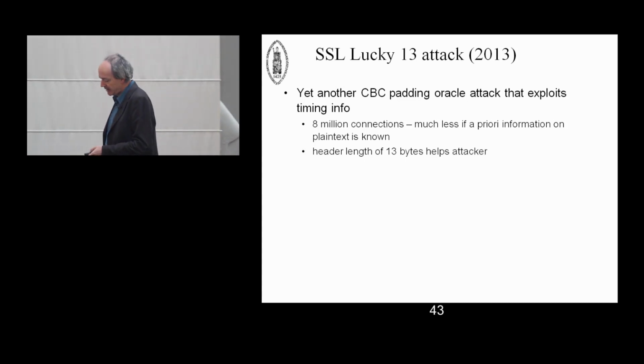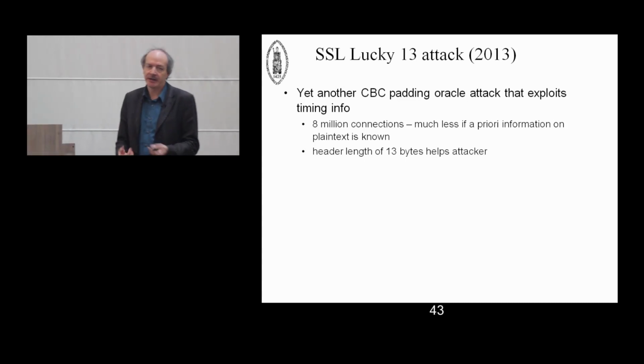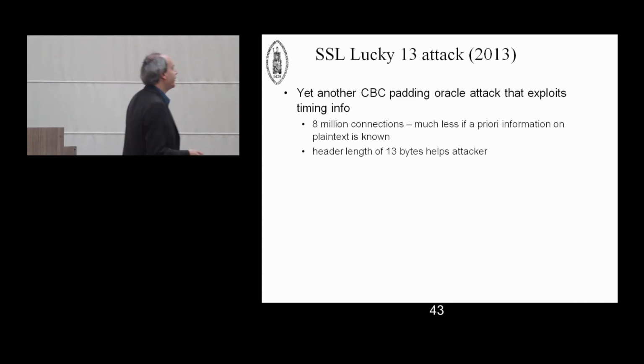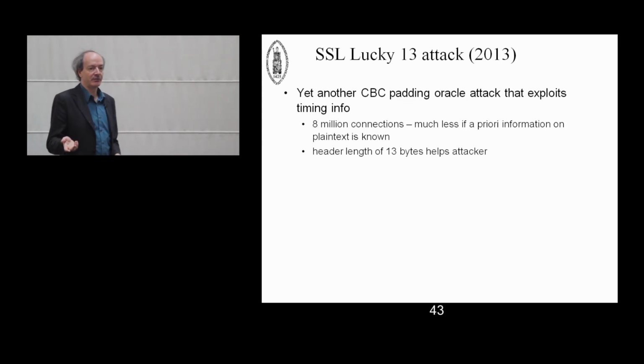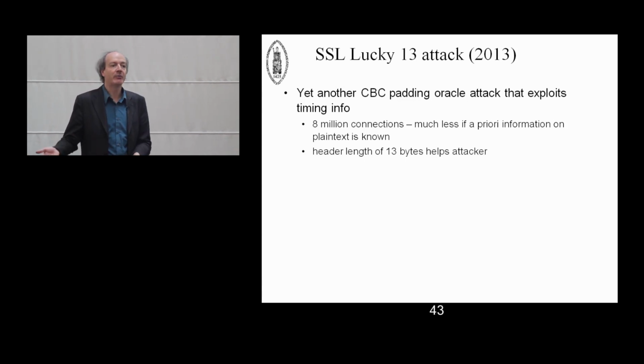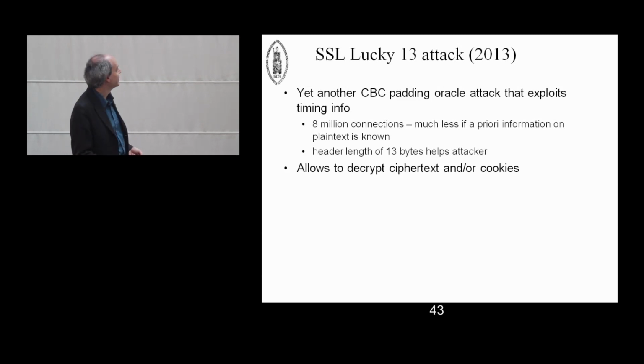But on the other hand, if you know part of the plaintext, so for example, because the plaintext is structured, or you know that the password has a certain form, or you know that there is some kind of padding around the password, or the secret, then in fact it can be much faster, it can be only a few thousand. So I guess the industry assumes that if you attempt from one side more than 8 million connections, you will be shut down anyway because of DoS countermeasures. So it allows you to decrypt ciphertext and cookies.